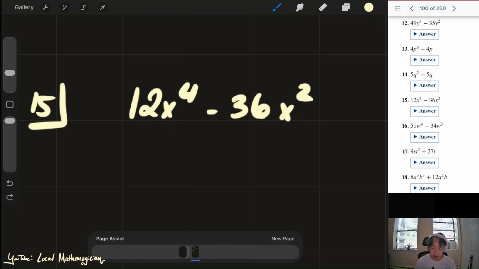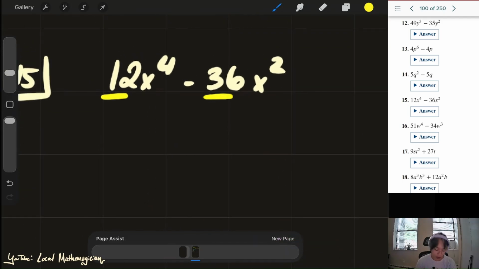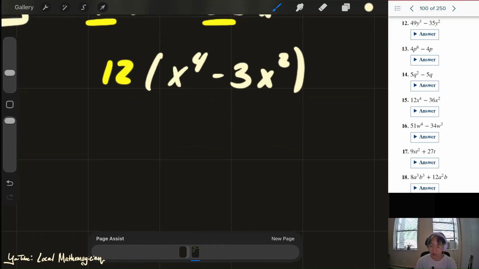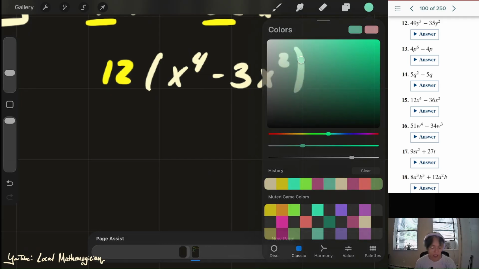You might start with, oh, I see that both of these guys are divisible by 12. They both have 12 as a factor. If you take 12 out, you end up with x to the fourth minus, because negative 36 divided by 12 is negative 3, x squared, just like that. But you'll notice, I'm going to say factor completely. There's something else you can do too. You're only halfway there. You're only perhaps living on a prayer.